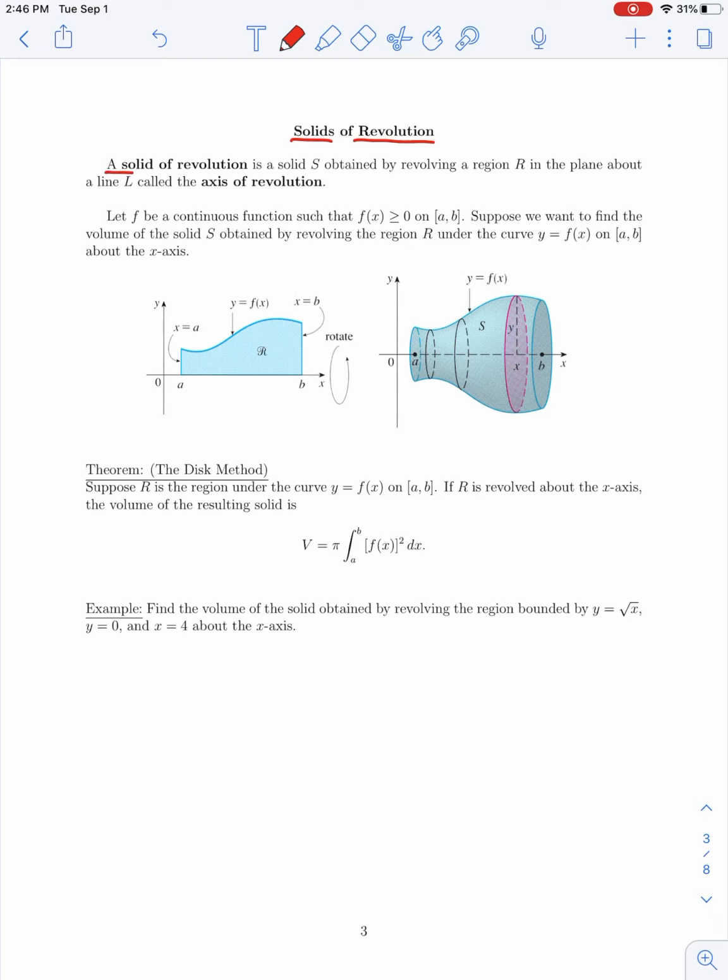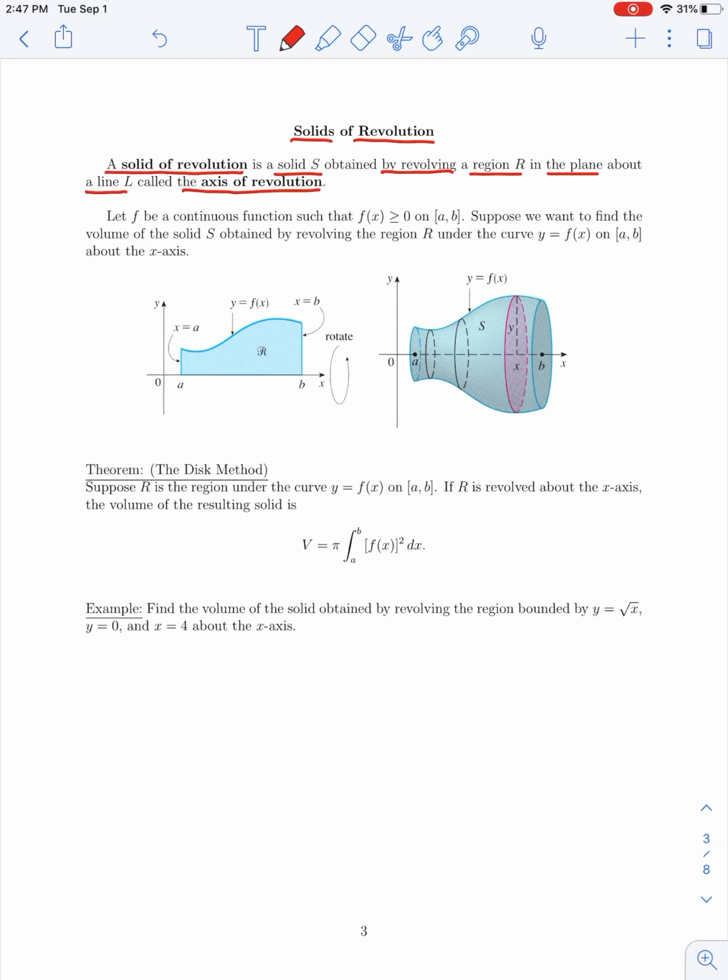So we would say that a solid of revolution is a solid S, which is obtained by revolving some region R in the plane about a line L, which we would call the axis of revolution. So any solid that's obtained by taking some plane region and revolving about an axis is a solid of revolution.